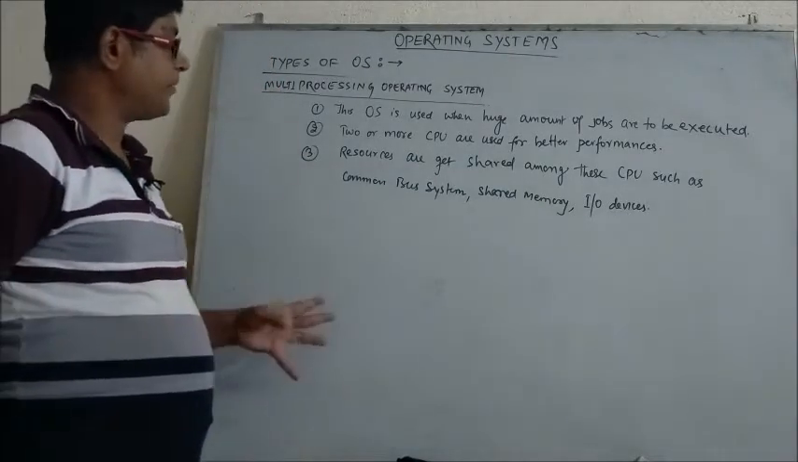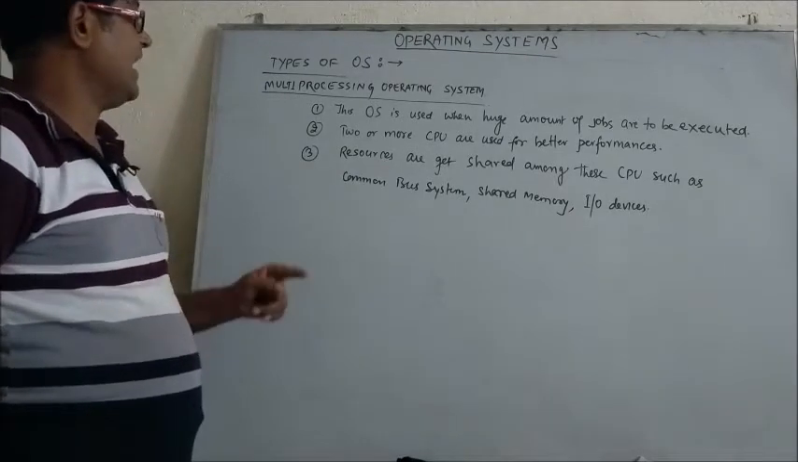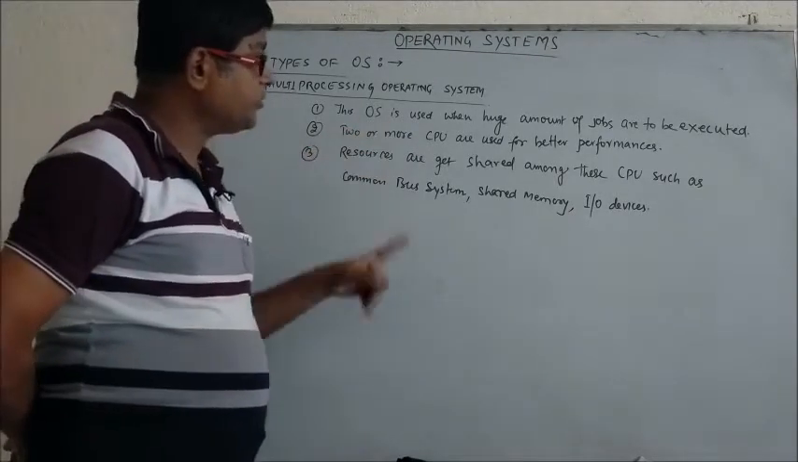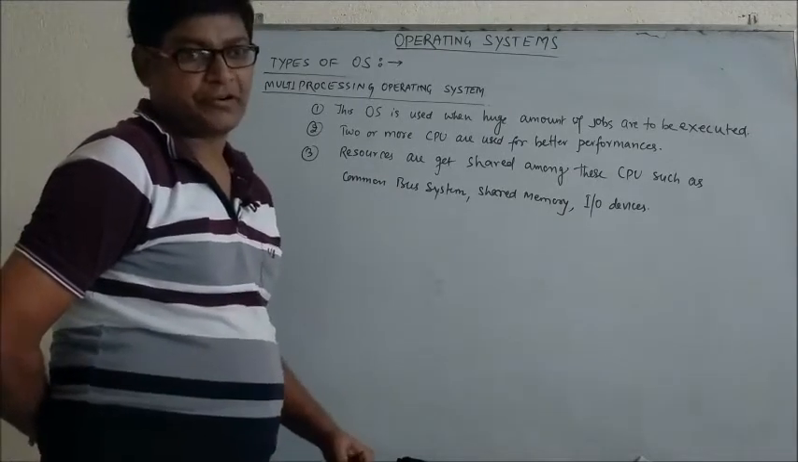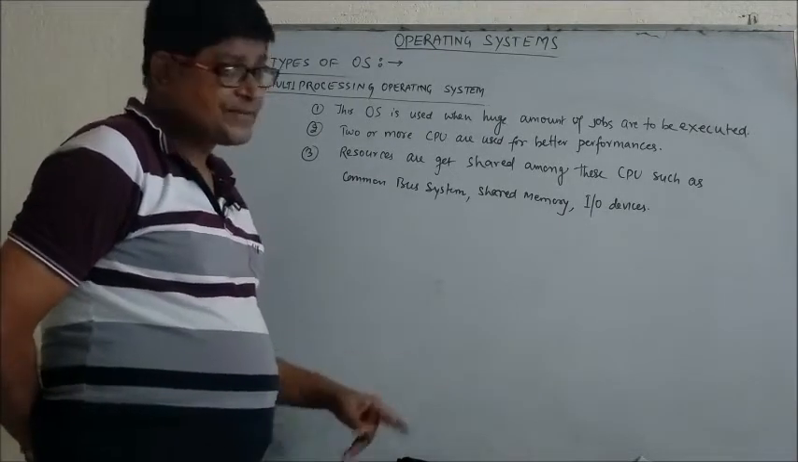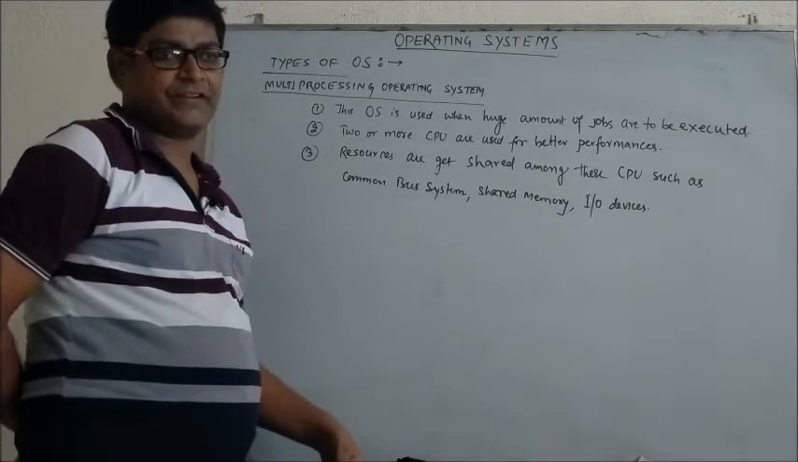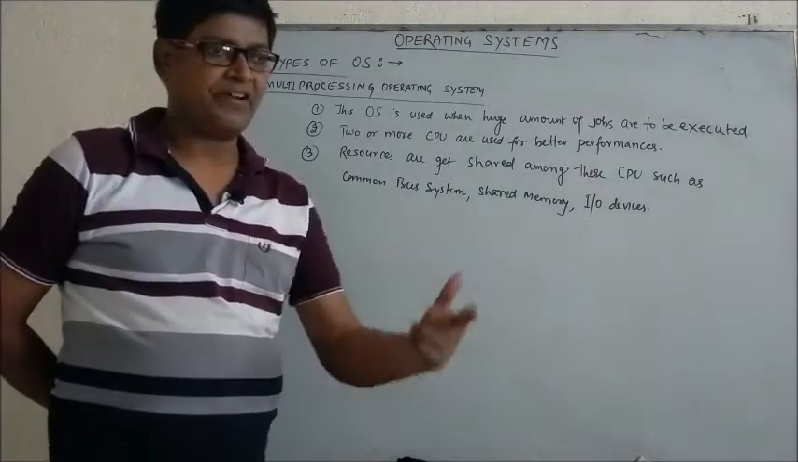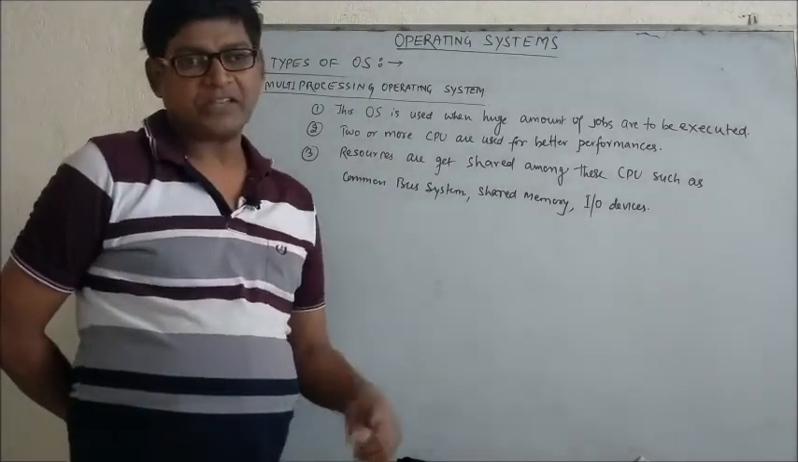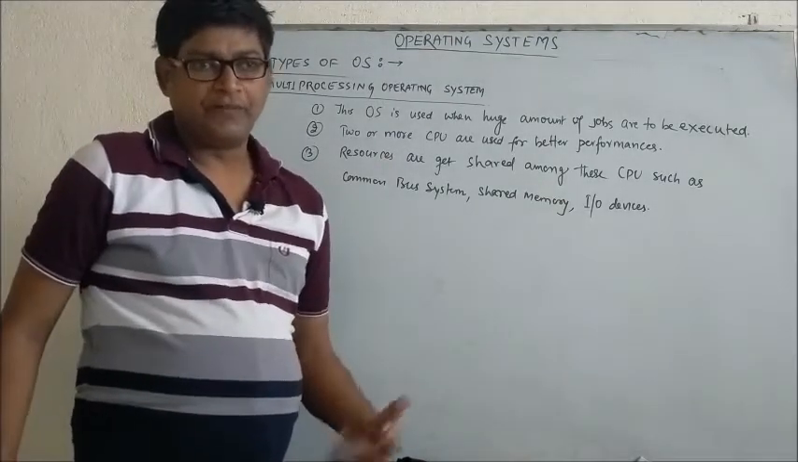So I have made some points which are very important in the multiprocessing operating system. First, this operating system is used when a huge amount of jobs, also known as processes, are to be executed, because at that time having only one processor is not at all sufficient. Say for example, suppose you have organized a party and you have only one cook. How is it possible to prepare a large amount of food by one cook?